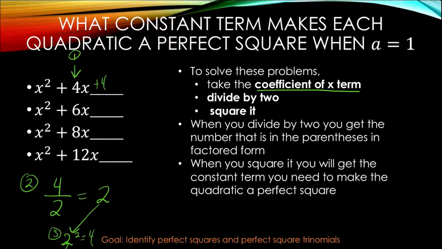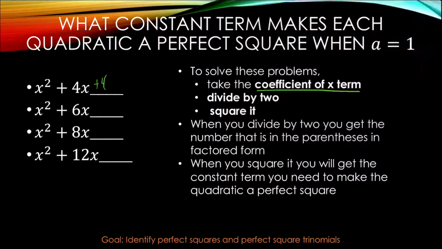So if I wanted to factor this, I'm going to clear some of this up. If I wanted to see what the factored form of that first one is, it's going to be x, and then whatever we got when we divided this coefficient by 2. So that's a positive 2. So I'd say x plus 2 squared.